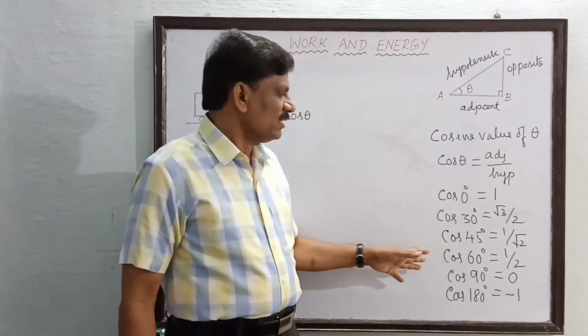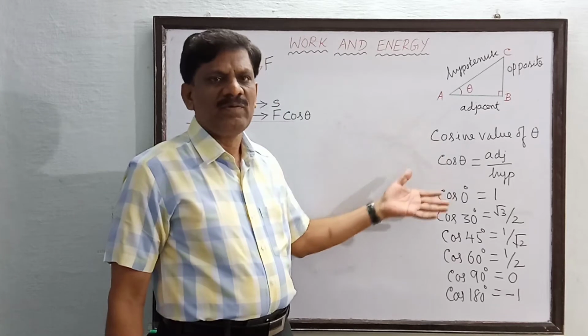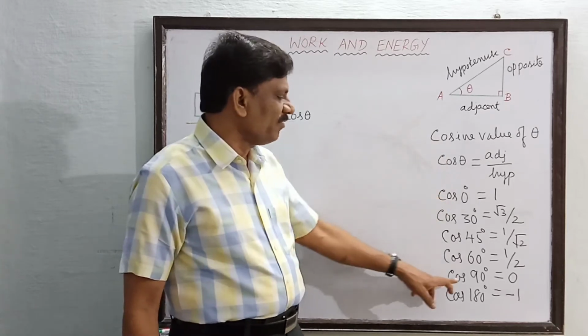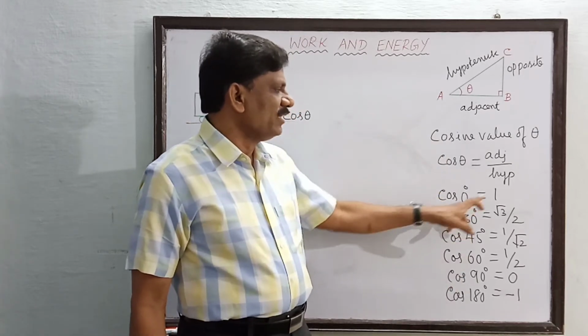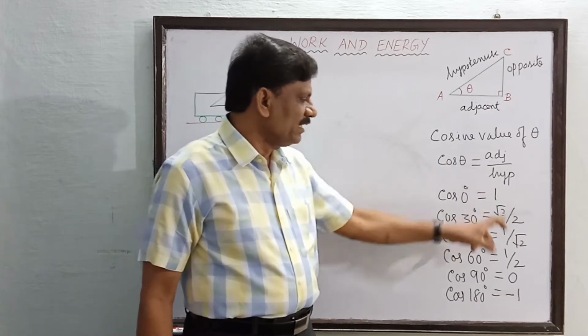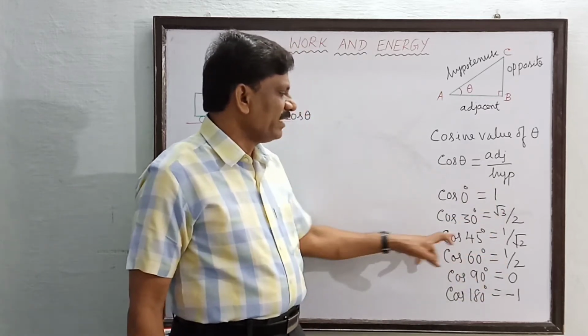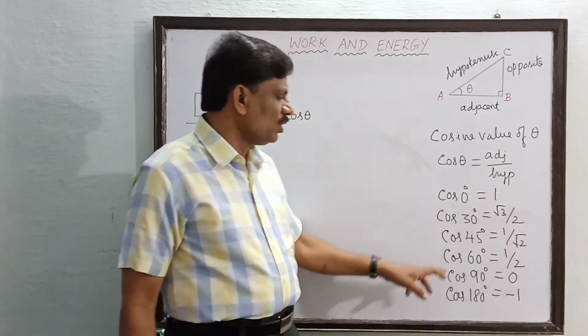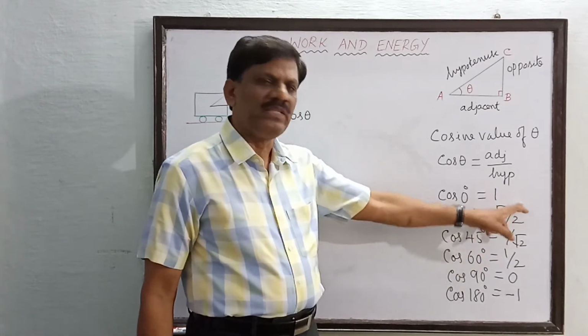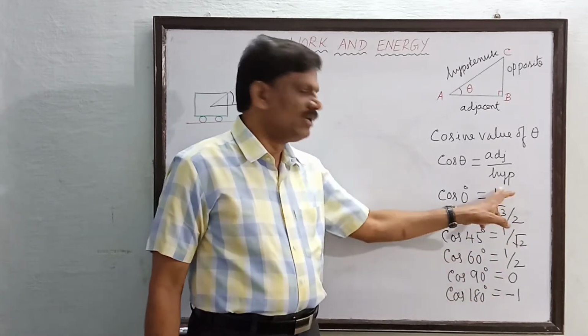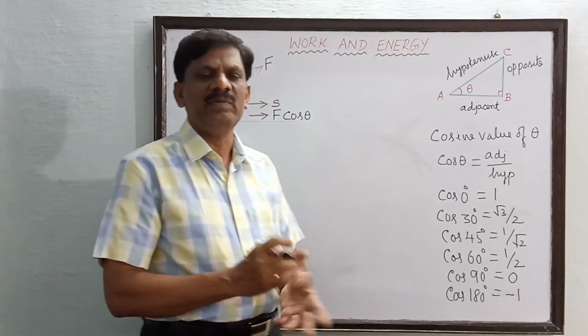Okay students? So the reverse of this will be the sin theta. For sin theta, sin 0 is equal to 0, sin 30 is equal to 1 by 2, sin 45 is equal to 1 by root 2, sin 60 is equal to root 3 by 2, and sin 90 is equal to 1. The reverse of the cos values will be the sin values.